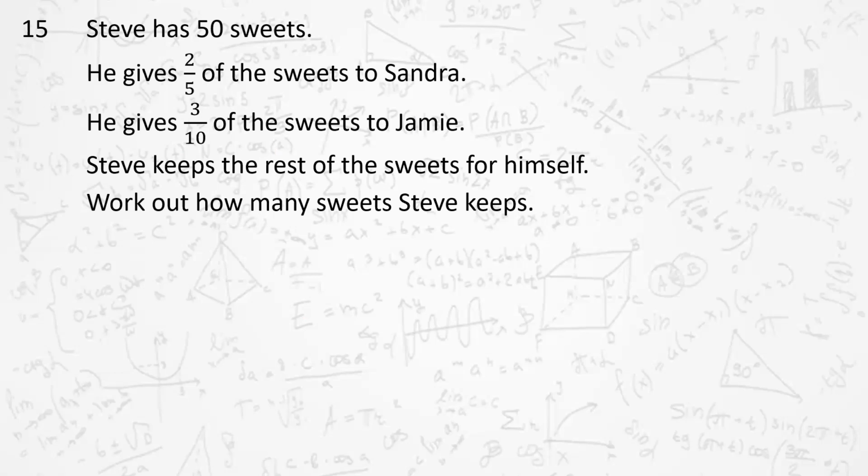Looks like a long question, but we can treat each sentence respectively. So to start with, Steve has 50 sweets. He then gives 2/5 of the sweets to Sandra. So 2/5 of the sweets, which is 2/5 of the 50 to Sandra.